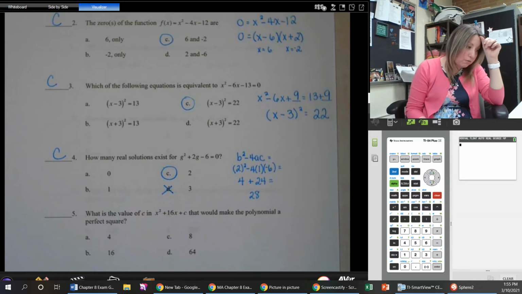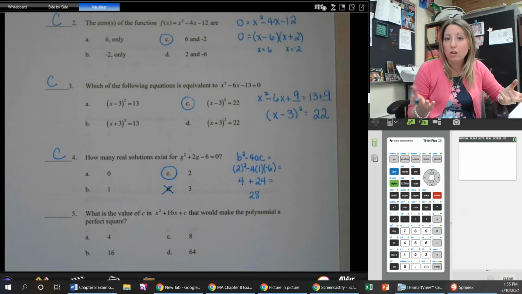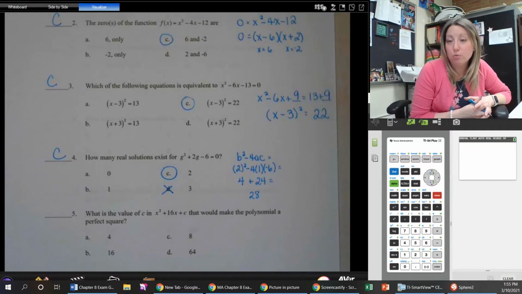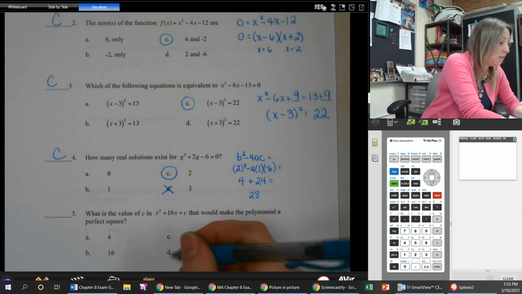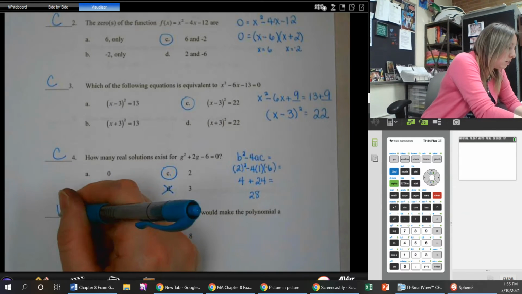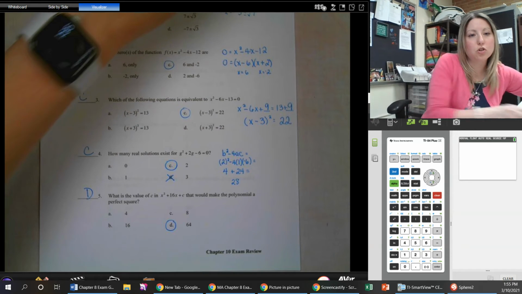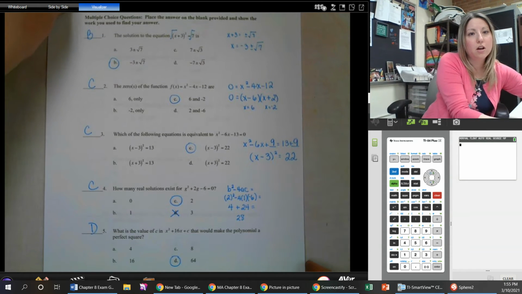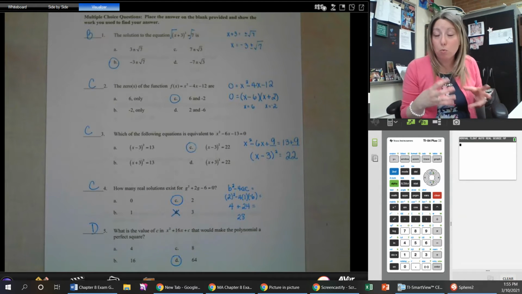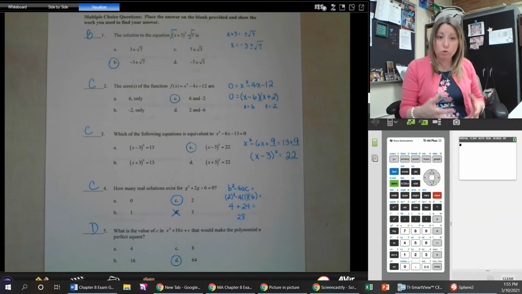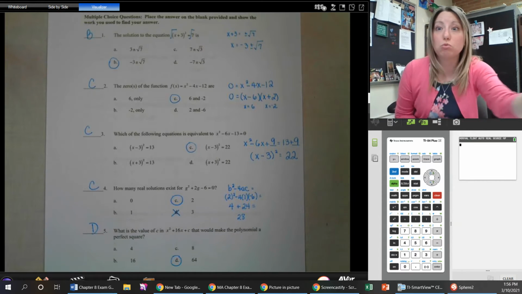And then what is the value of c that would make the polynomial a perfect square? Take the middle term, divide it by 2, and square it. 16 divided by 2 is 8. 8 squared is 64. That is the c term. Okay, zoom out real quick so you can see all my answers again. Notice I don't just get the answer without a little bit of work to get me there. So you want to make sure you're doing that when I leave you to do 6 through 10.